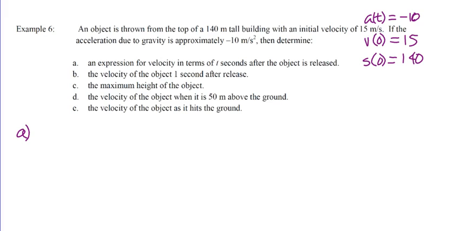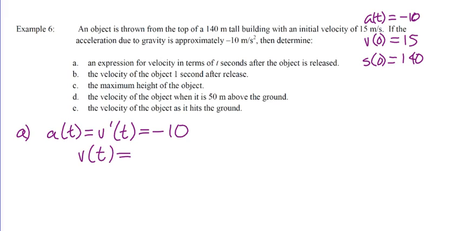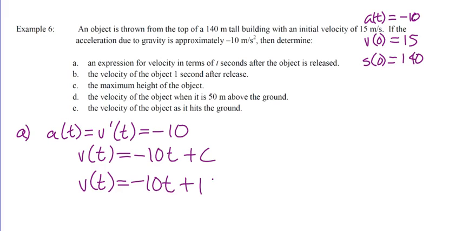Okay, so acceleration, a of t, is equal to v prime of t is equal to negative 10. Therefore, v of t is equal to negative 10t plus c. And at this point, having written the v of 0 equals 15 there, I'm okay with you going v of t is equal to what? Negative 10t plus 15.